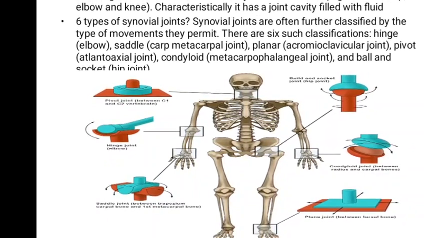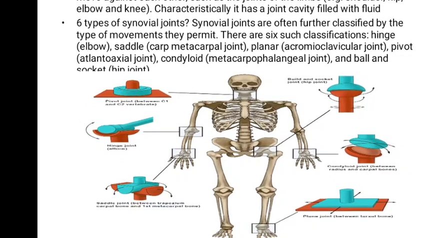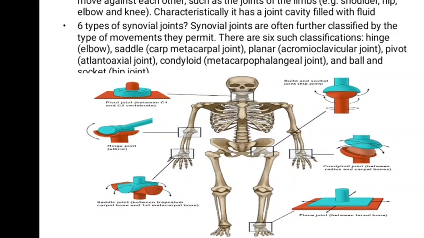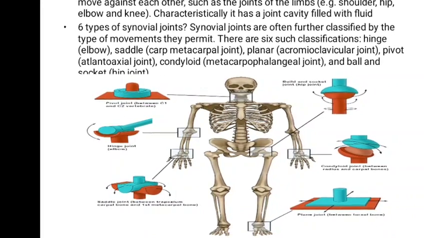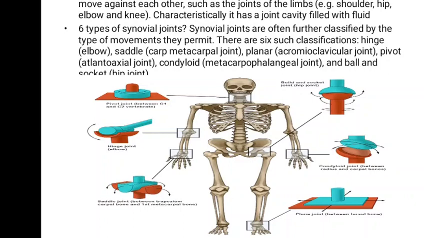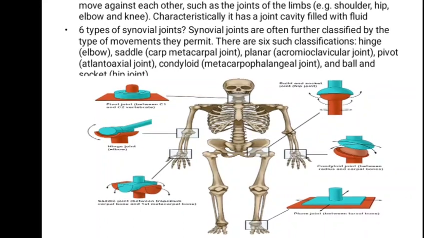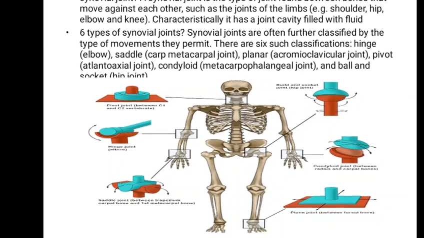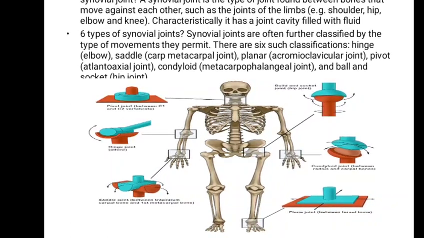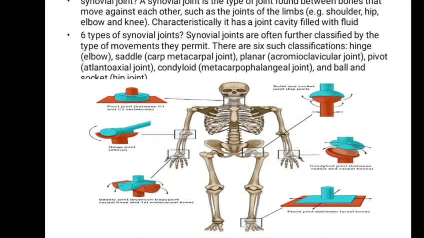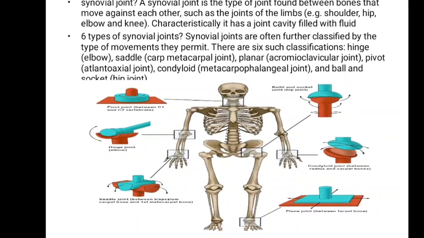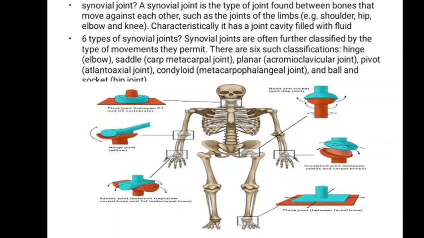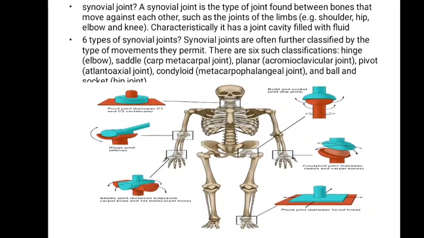First joint, here plane joint means between the tarsal bones. Okay, second one, condyloid joint between the radius and carpal bones. Third one, this is hip joint. This is ball and socket. Fourth one, that is pivot joint between the C1 and C2 vertebrae.